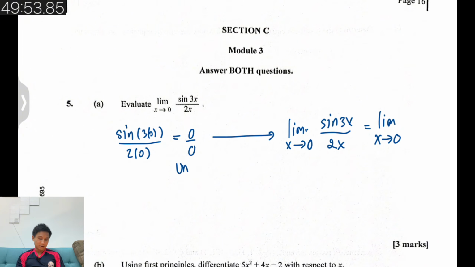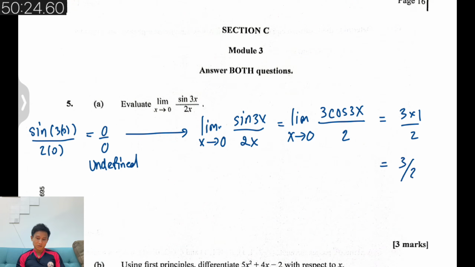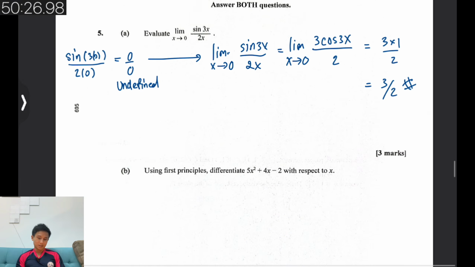This is undefined, yeah, we just write that. We apply the L'Hopital rule, so we differentiate the numerator, we get cos 3x times 3 outside because that's the chain rule, divided by differentiating 2x, we get 2. Now if you plug in 0, if you don't get 0 over 0 now, then that will be the limit, yeah? So this will be now 3 times 1 over 2 because cos 0 here is 1. So the limit will be 3 over 2. Okay, that's it.